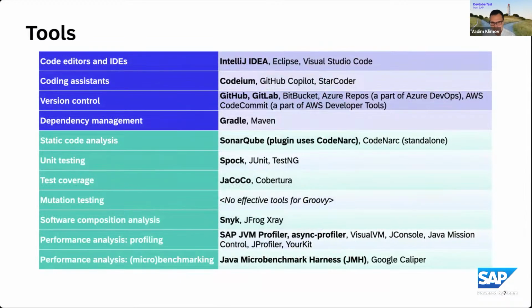For dependency management, we have Gradle and Maven as modern build tools. We also have Ant from Java. Gradle I found more convenient for my needs, although Maven can do very similar things as well. And then for static code analysis, SonarQube is a very powerful tool set, and it has a plugin for Groovy code scanning as well.